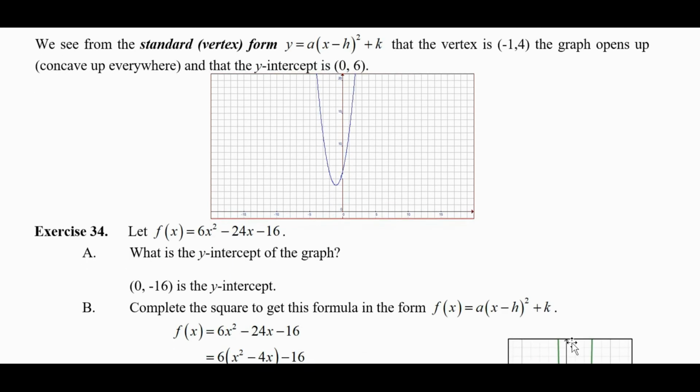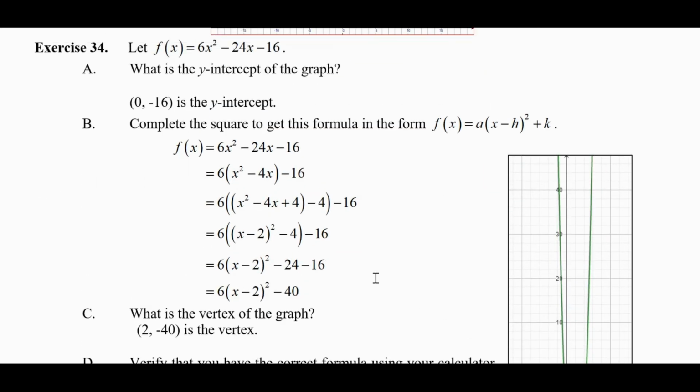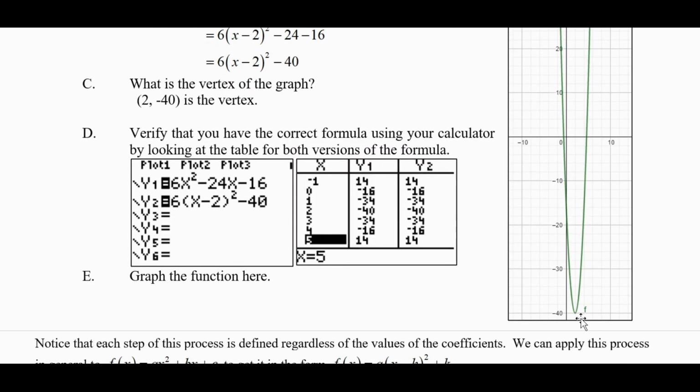Okay, hopefully you're back. Here are the steps. Group the first two terms and factor the 6 out. 6 divided by 6 is 1. Negative 24 divided by 6 is negative 4. Half of that is negative 2, because it's negative. Square it and you get 4. Put the minus here. Then this factors as x minus 2 squared, and you still have the minus 4. Distribute the 6: 6 times negative 4 is negative 24. Add these together, it's negative 40. What's the vertex? It's (positive 2, negative 40), which is right down here.